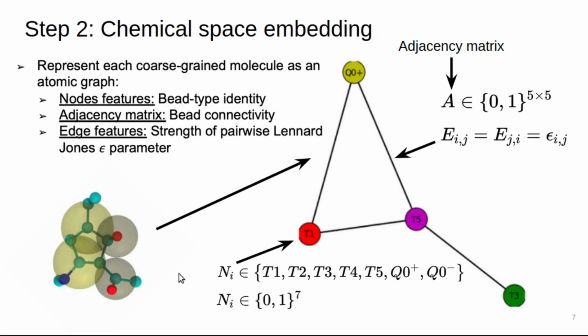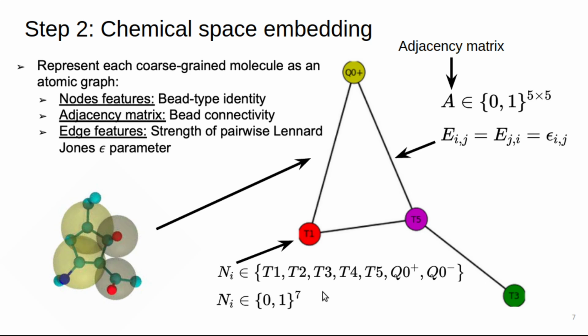The next step involves creating the chemical space embedding, which we will ultimately perform our optimization within. So in order to do so, first we convert the coarse grain representations of our molecules into abstract graph objects that we will use in our deep learning setup. So specifically, each coarse grain molecule is represented as an abstract graph object with nodes, edges, and connectivity.